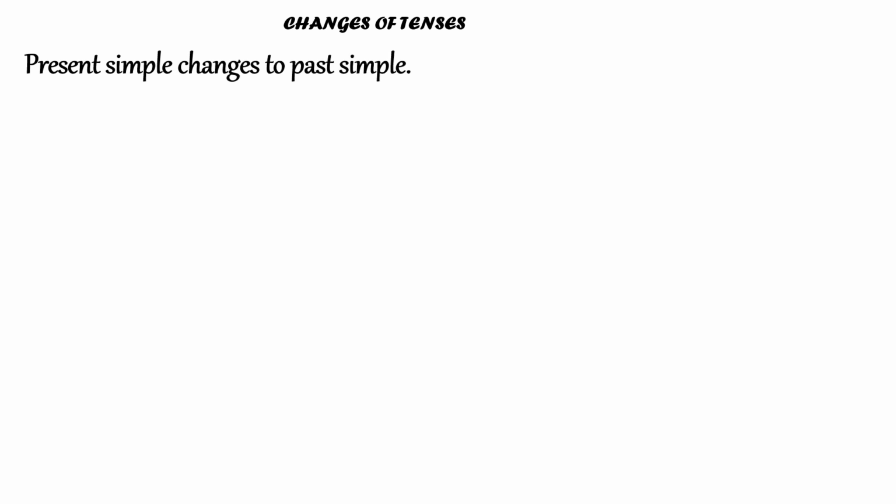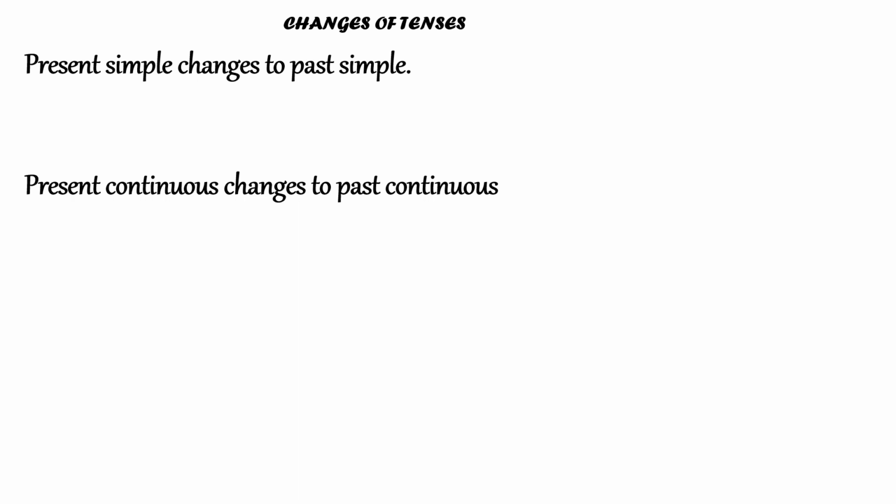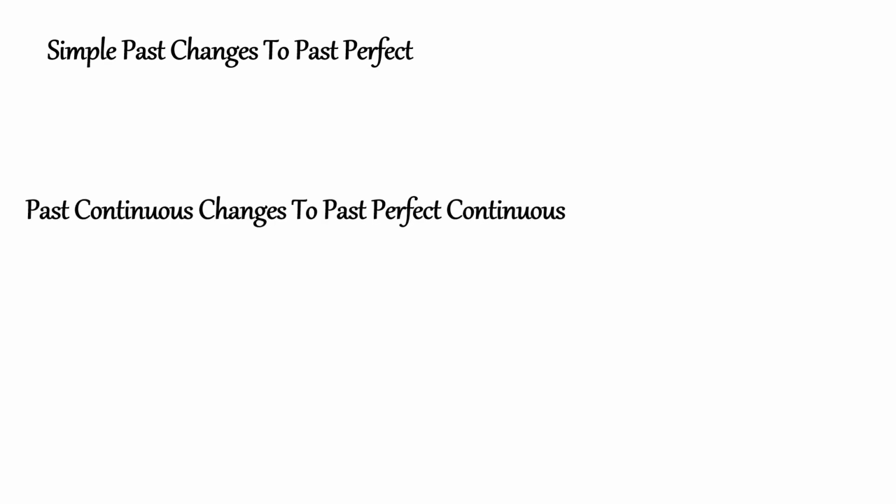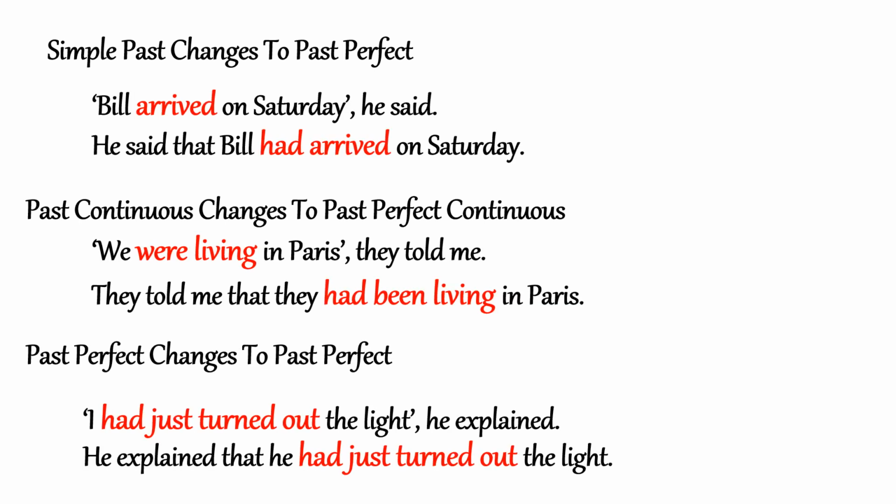Present simple changes to past simple. Present continuous changes to past continuous. Present perfect changes to past perfect. So all present forms are changed into past forms. See the examples. Simple past changes to past perfect. Past continuous changes to past perfect continuous. Past perfect changes to past perfect. Examples.